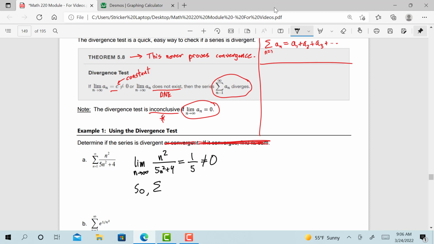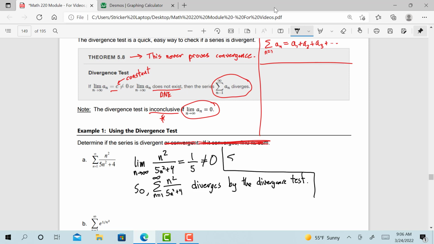So our series, n squared over 5n squared plus 4, diverges by the divergence test. And it's so important that you understand how simple this is. So let's just use this as an example real quick.